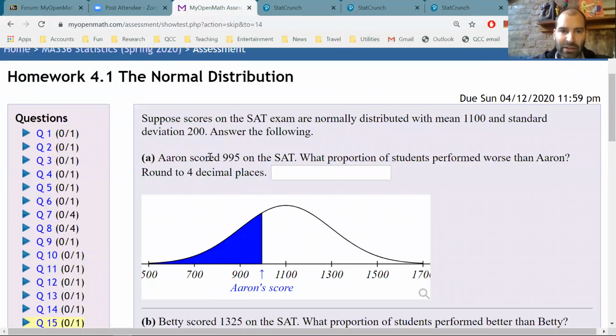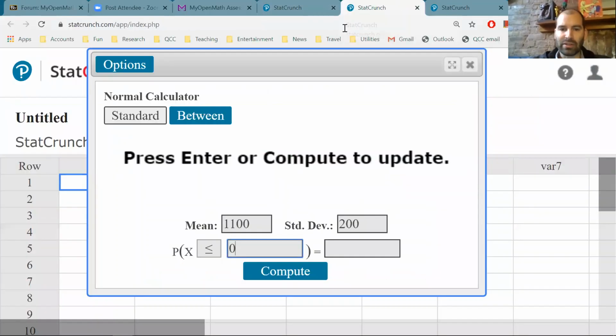It says Aaron scored 995. What proportion of students performed worse than Aaron? We want to know what proportion of students had a score less than 995. So let's go back here. Notice that this is a less than or equal to sign, so that's good. And 995, and then I'll hit compute.